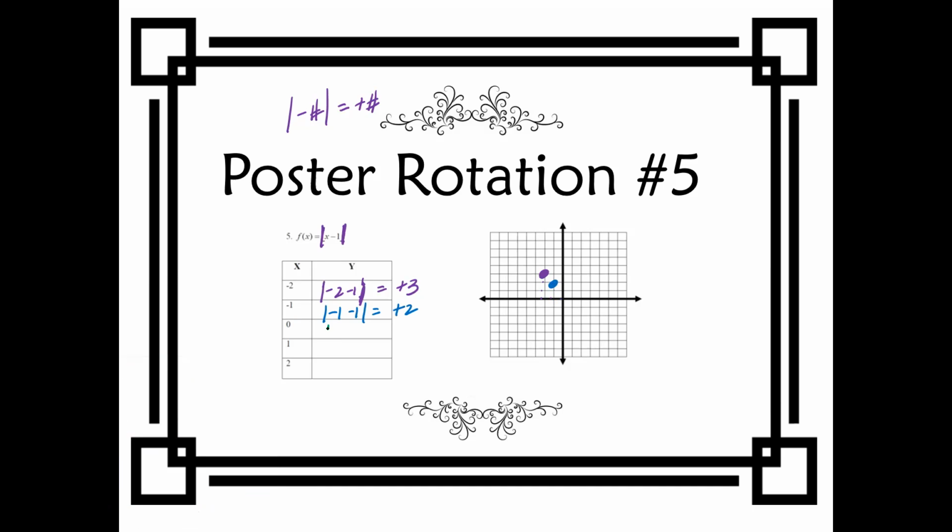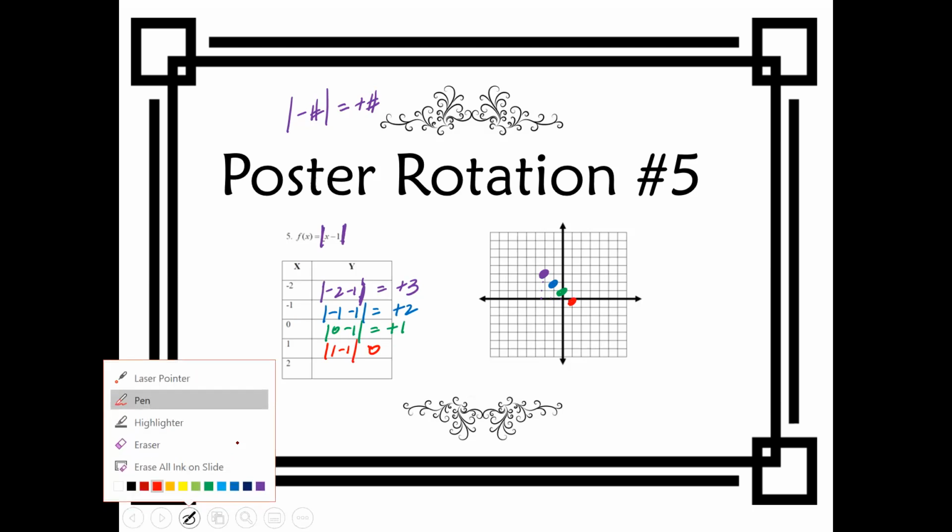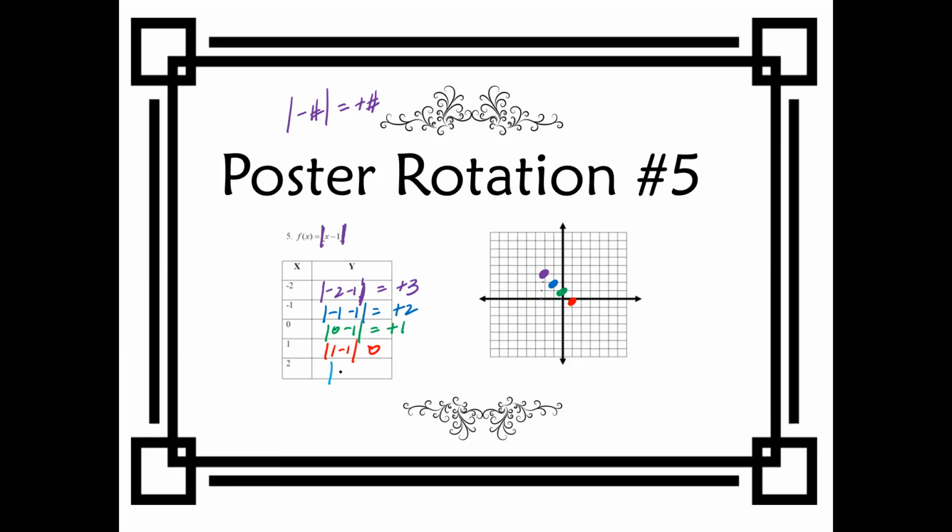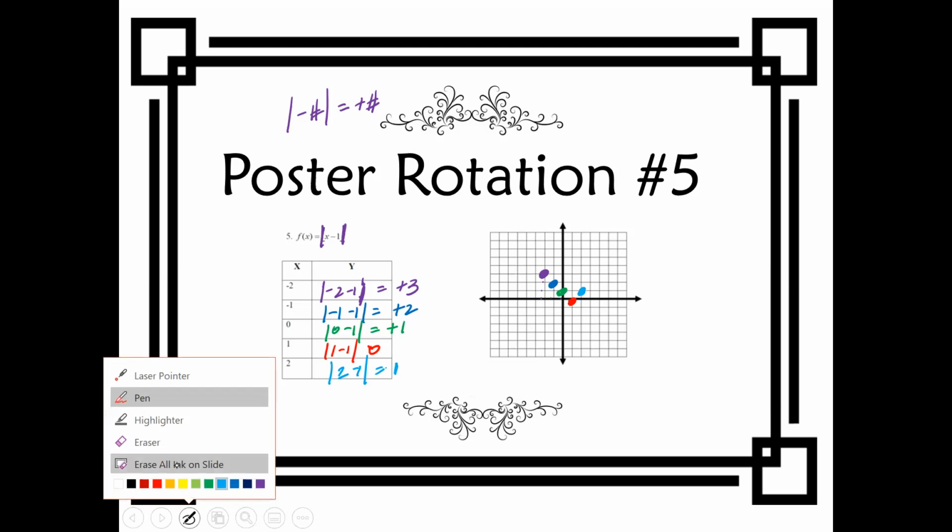Third point, 0 minus 1 is a -1. But because it's an absolute value, it's a +1. Next one, 1 minus 1 is going to be a 0. So it's just going to be 1, 0. And then the last one, you have 2 minus 1, which is just a 1. So your next point is at 2, 1. Do you kind of see the shape of where this is going?